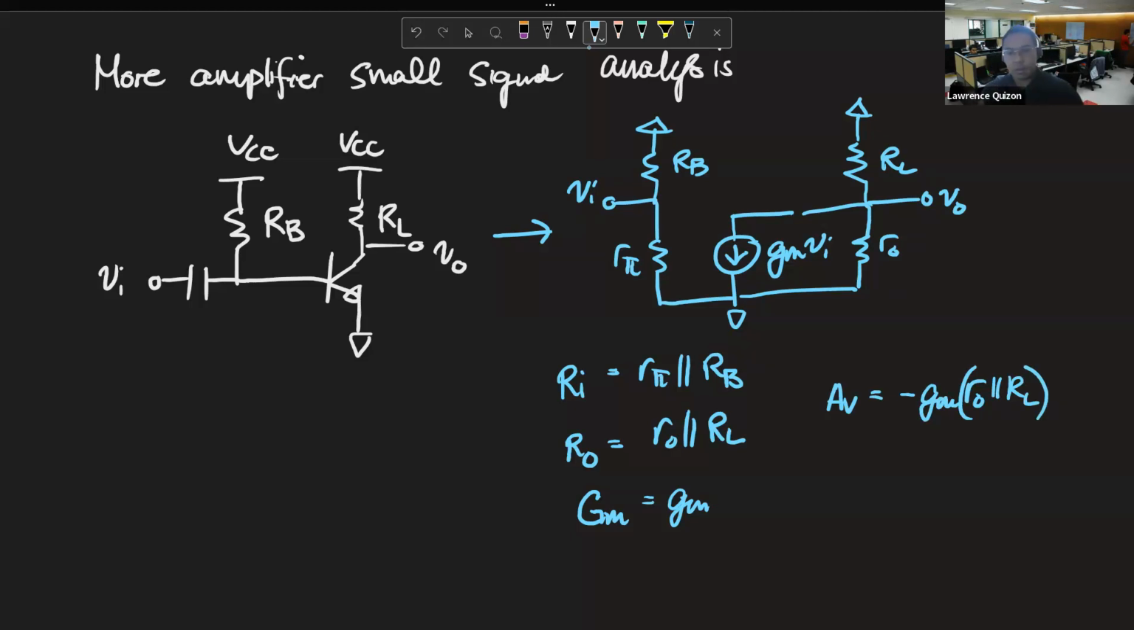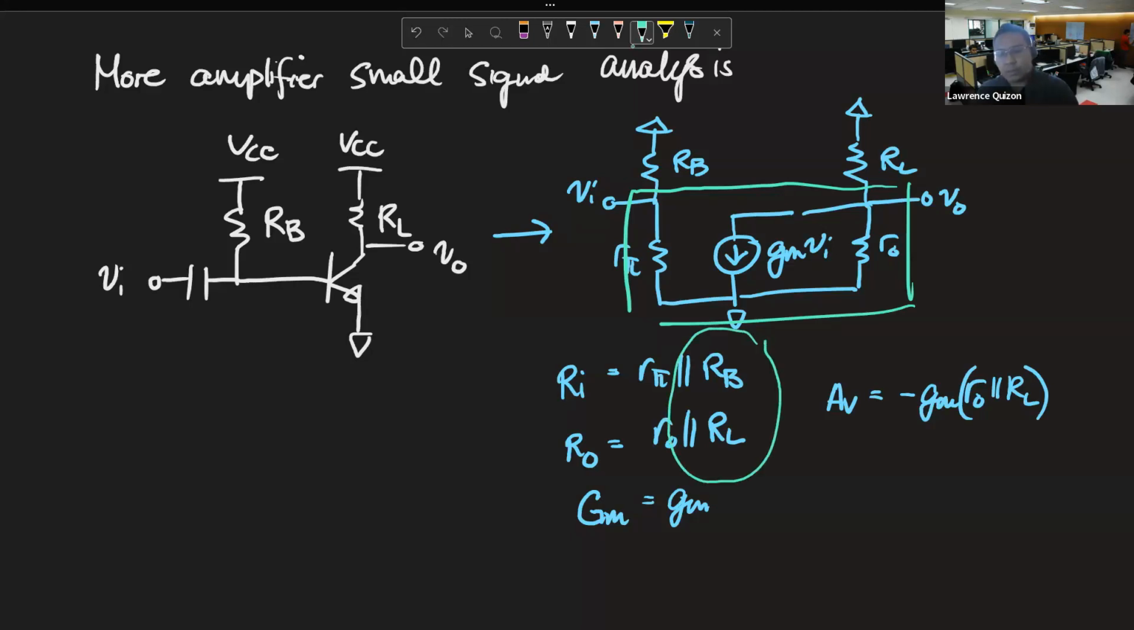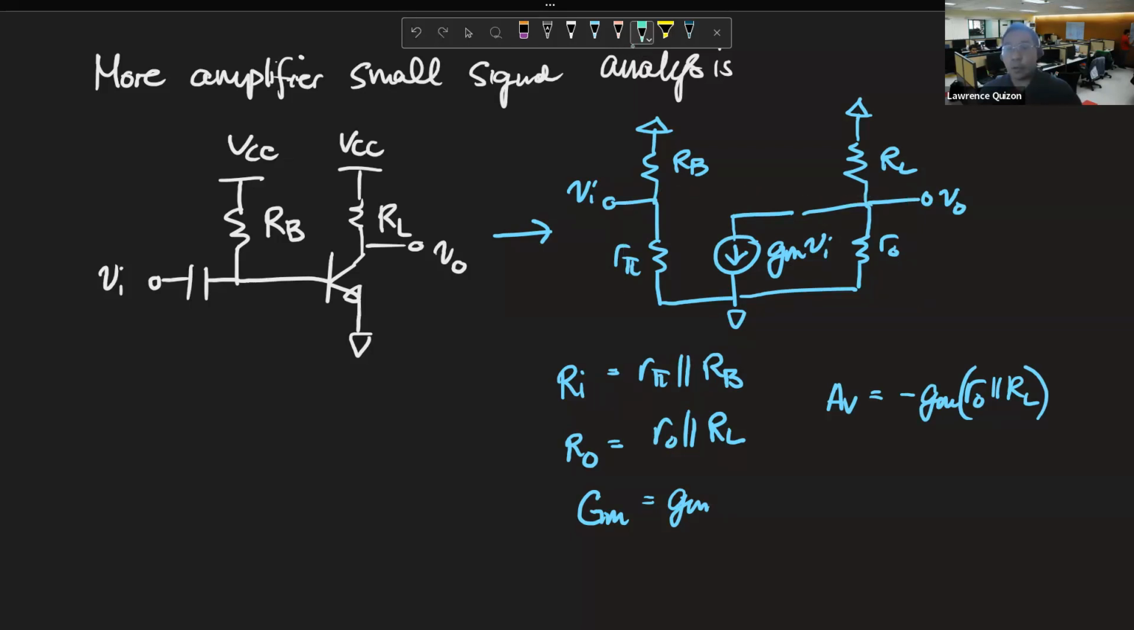So what we got from that is that if we take a unilateral two-port model of something, anything really, and we add an extra parallel resistor RB at the top and an extra resistor RL on the output side, this is all it does. We just place things in parallel. And this fact is going to be useful for what we're going to do.